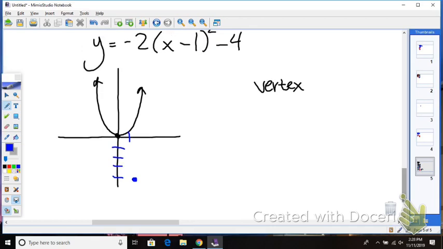Then I have a negative 2 here. So the negative 2 does two things. What's the first thing it does? Makes it a frowny face. It's going to flip it over. And then the 2 part, if I think of it as slope, it's like down 2 and out 1. So it's narrower than my original. 2 makes it narrower. So my vertex here is 1, negative 4.